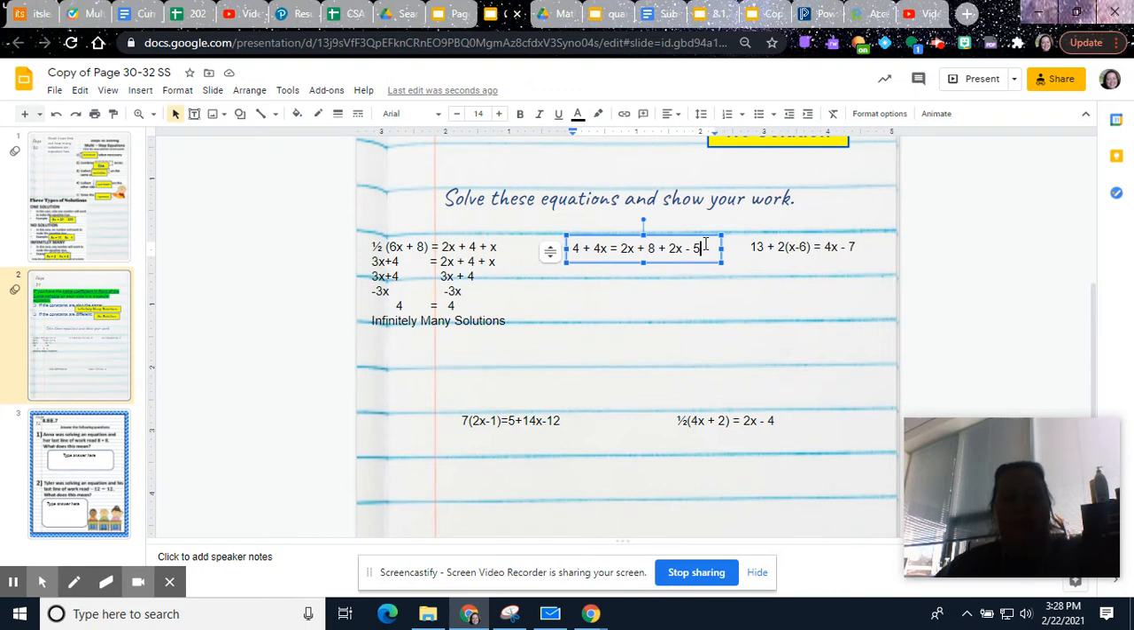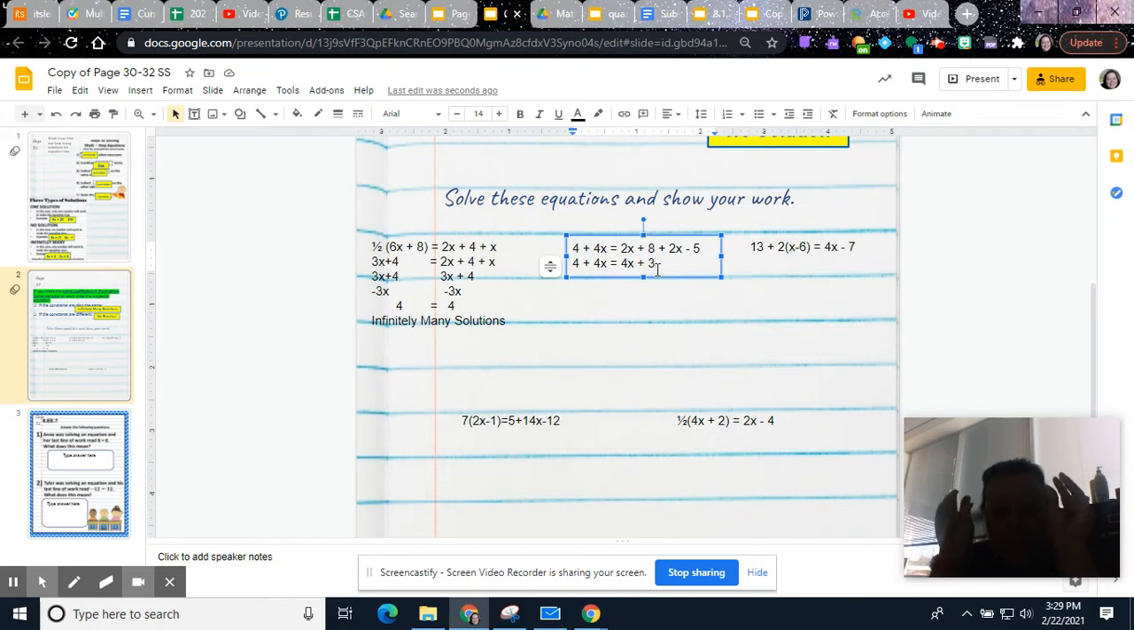Let's look at this one. I don't see any parentheses, therefore there's no distributive property. So then you're going to collect like terms. When you look at the left, we cannot put those together. So now look at the right. We have 2x plus 2x. So there we go. That's going to be 4x. And then we have 8 minus, because you always look in front, so 8 minus 5, that's a positive 3. So now we have 4 plus 4x equals 4x plus 3.